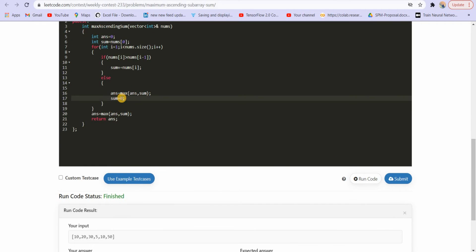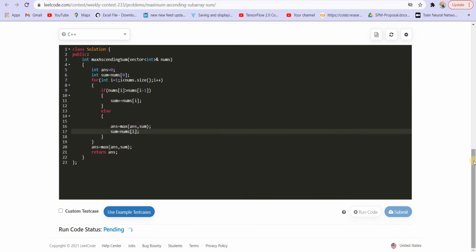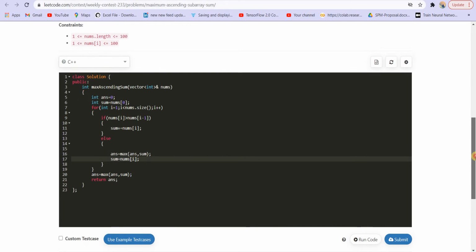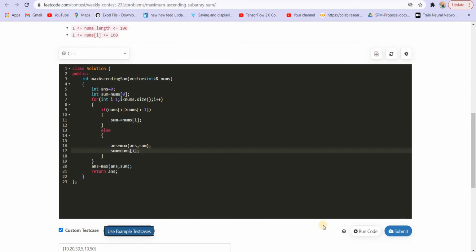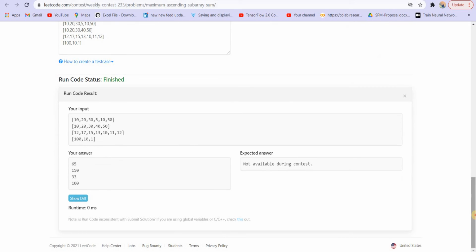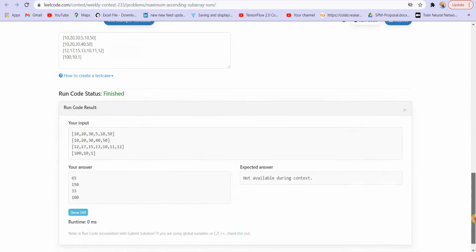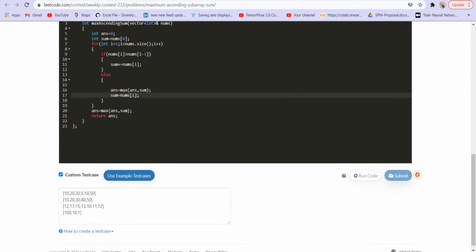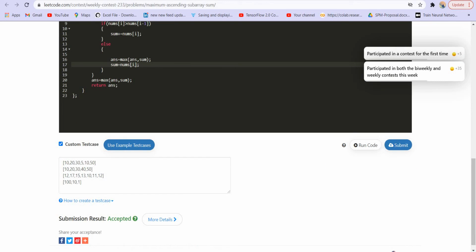I should not make it 0, rather I should make it nums of i. Okay, now we are getting 65. Let us see by running all the test cases. 65, 150, 33 and 100. I hope it gets accepted, and yeah, it got accepted.